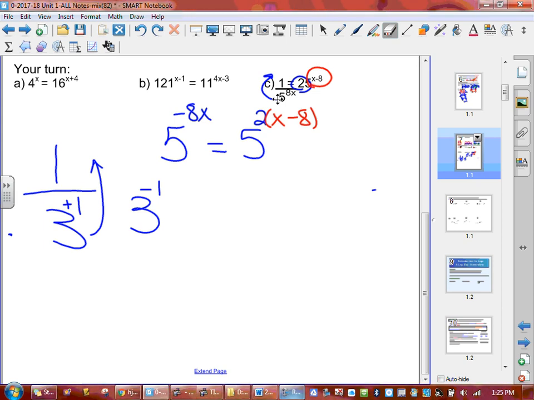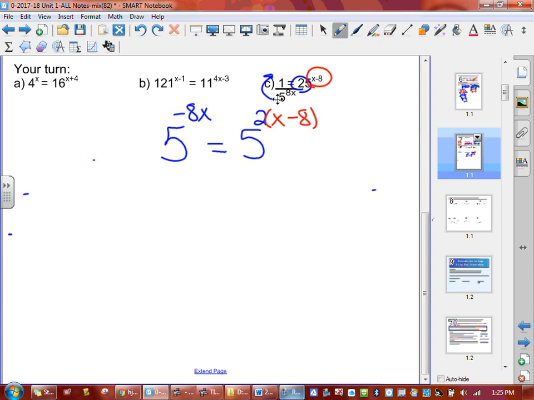The negative goes to the exponent. Always, always. Okay? That's just something we have to remember. Now that we've got our same bases, we can drop our base. Dropping base, now we get negative 8x. We're going to multiply the 2 into the bracket. Don't forget you have to multiply to both terms inside. So you're going to get 2x minus 16.